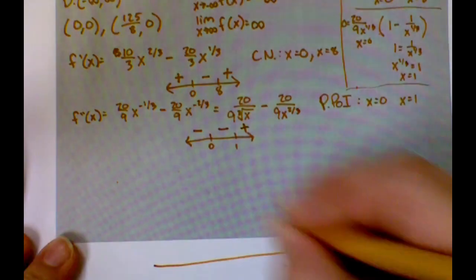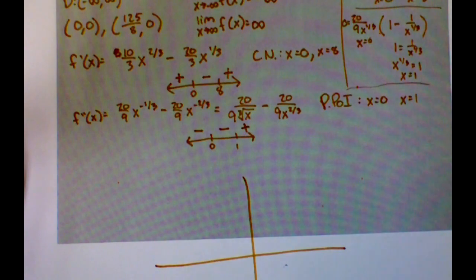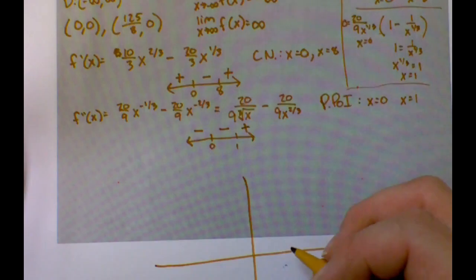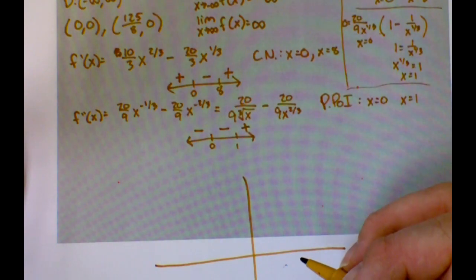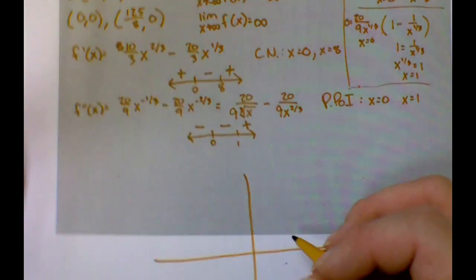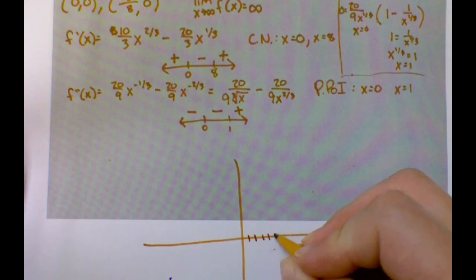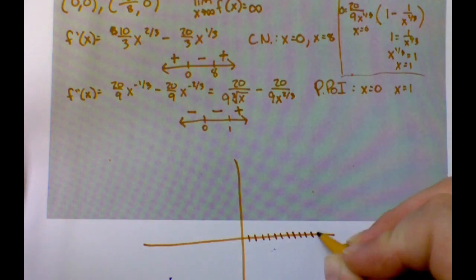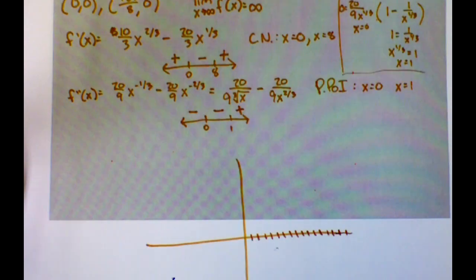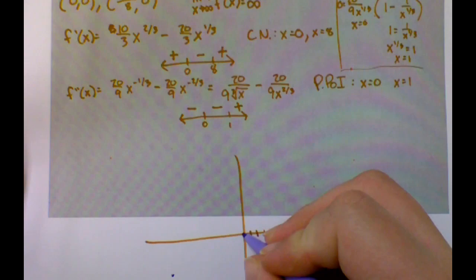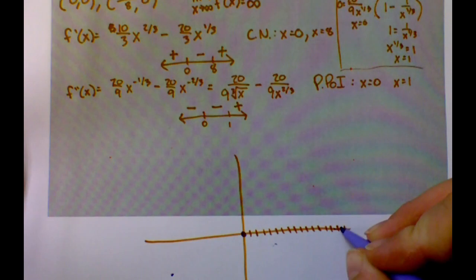Now we can graph. We need 125 over 8, which is between 15 and 16. So, okay, there we go. All right, I've got (0, 0). I've got my other x-intercept. I know it's going to be continuous because the domain's all real numbers and there are no asymptotes.